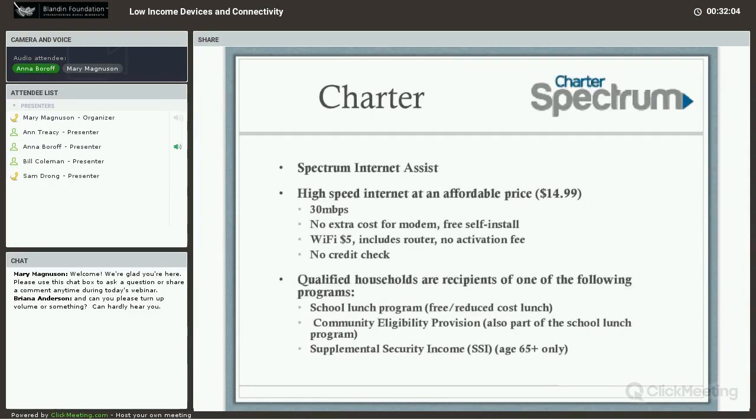The next one I'm going to highlight is Charter. Charter calls their program Spectrum Internet Assist. I think their program started in 2016, and as of this year, it's now available everywhere in their service territory. This includes an internet modem. There's no contract. There's no data caps. It's high-speed internet. Obviously, they do charge a little bit more for Wi-Fi, but they do include a router. There's no activation fees. There's no rate increases during the life of the program.